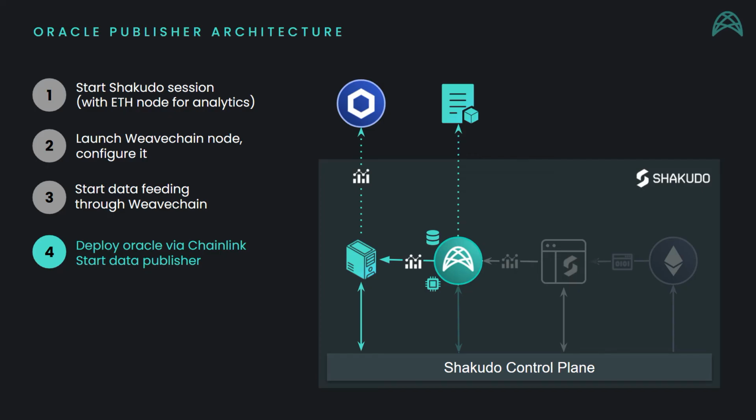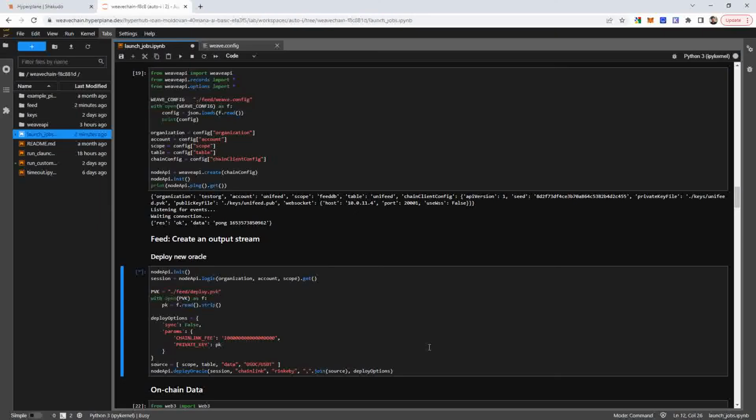Now, let's get that data on chain with Chainlink. Weavechain makes this as easy as calling a single function. We'll specify Chainlink as our oracle type with parameters like the Chainlink fee, as well as our target blockchain and our Weavechain data source.